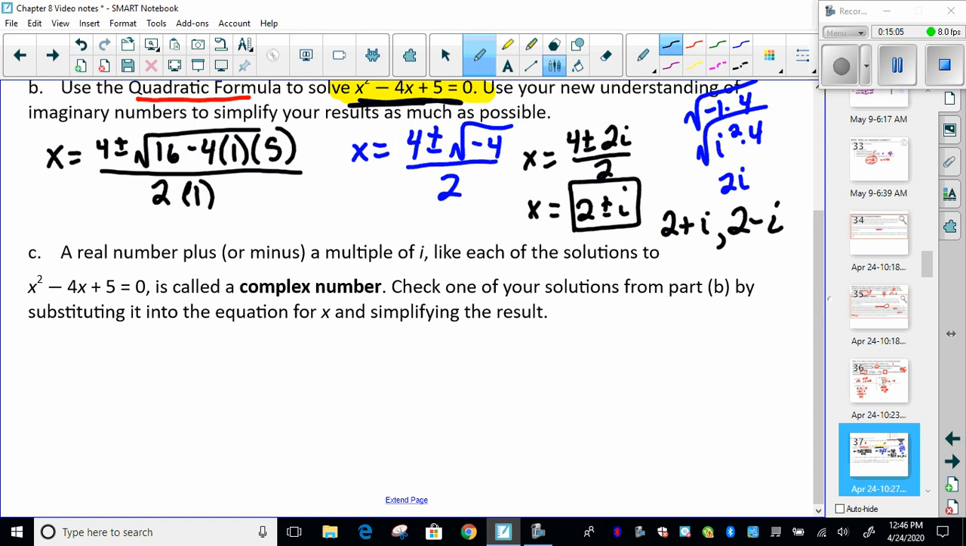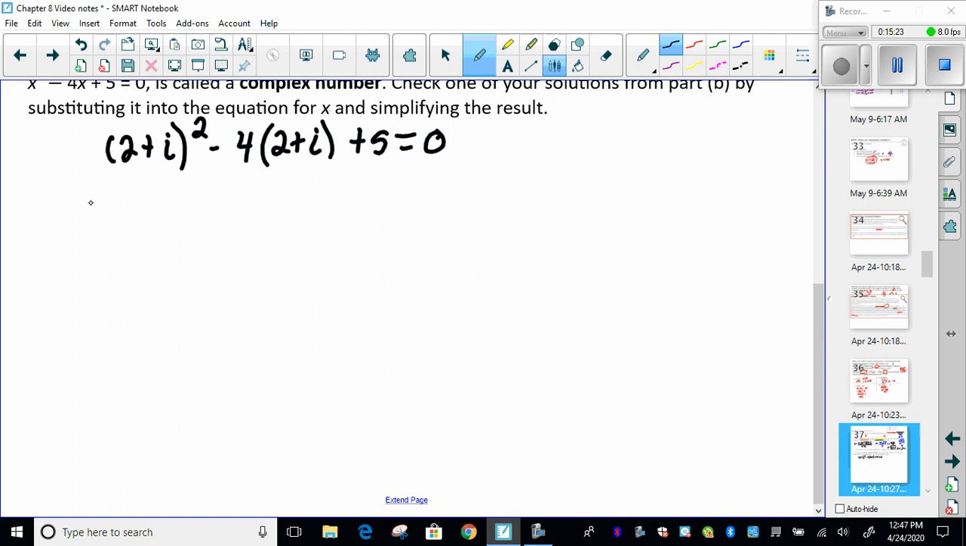Check one of the solutions from part B by substituting into the equation for x and simplifying your results. So I should be able to take either one of these and substitute it in for x. So (2 plus i) squared minus 4 times (2 plus i) plus 5 equals 0. So I'm going to simplify this. This is (2 plus i) times (2 plus i), which is 4 plus 4i plus i squared. I'm subtracting this whole amount, so minus 8 minus 4i, plus 5 equals 0.